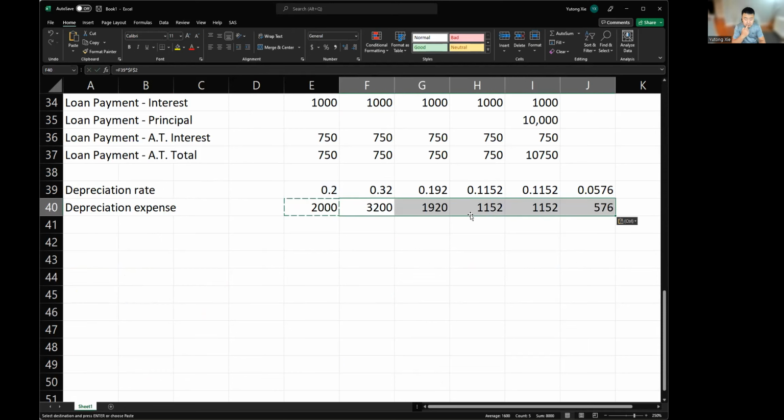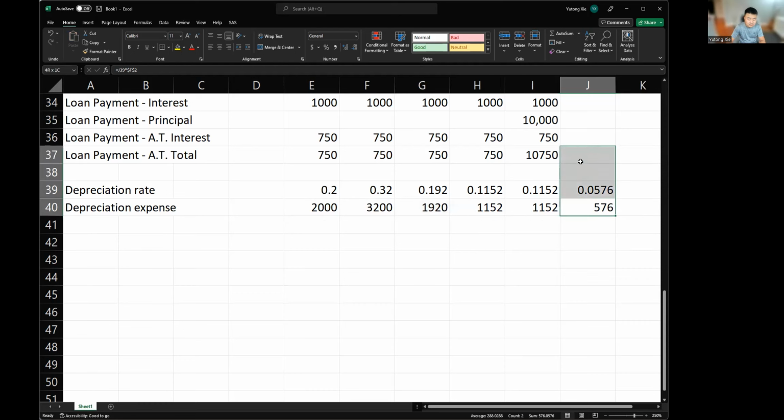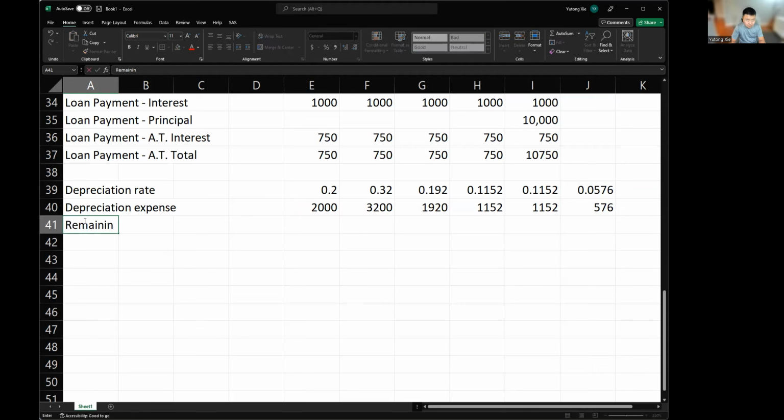Now, copy and paste. I got these. So try to recall what we did in class. That is the last year. This year we are not gonna be able to claim the depreciation this year. But we should be able to figure out the book value at the end of the year so that we can calculate the tax we pay on the residual value, right? So we should have another row called the remaining book value. Okay, remaining book value.